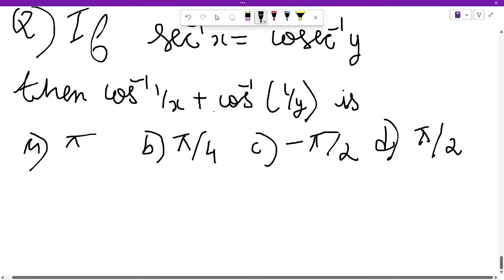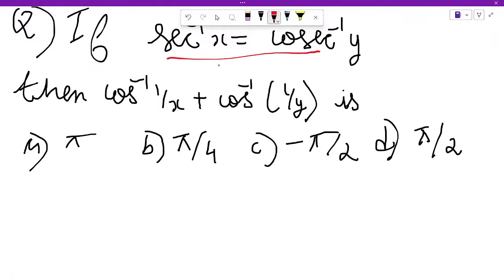Okay, I'll just show. This is the given data. Whenever questions like these are given, from the given data, try to resolve something. We know that sec inverse x equals cosec inverse y. We don't have an identity for 1 by x and all, so our only possibility is to find a relation between this 1 by x and 1 by y. What is this?